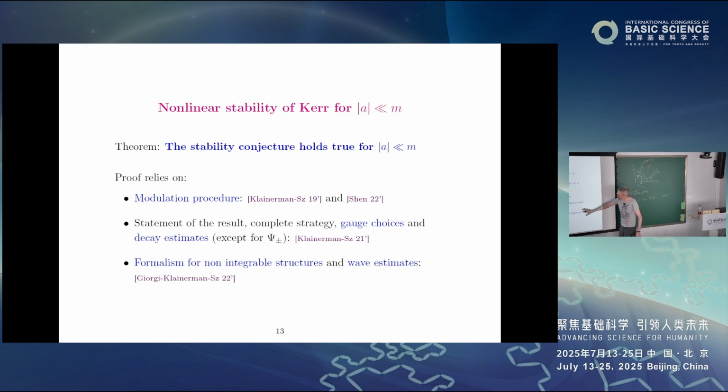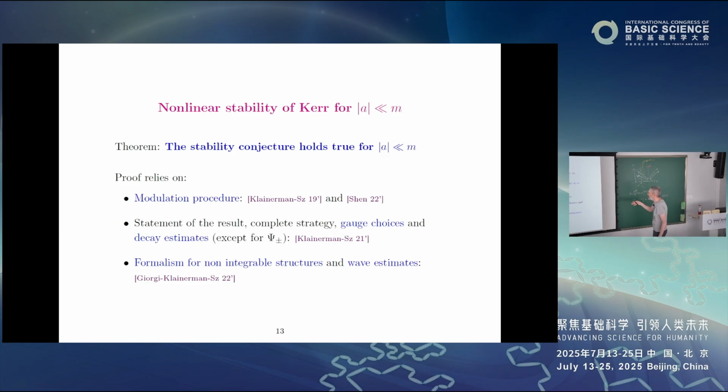And finally, the last paper is a joint work with Elena Giorgi and Sergiu Klainerman and contains something that has to do with the non-integrable structure. So here it's non-integrable in the sense of Frobenius. When you move from Schwarzschild to Kerr, there is the algebraically special frame which now loses integrability. So we have to deal with that problem. And also this paper contains all the wave estimates.